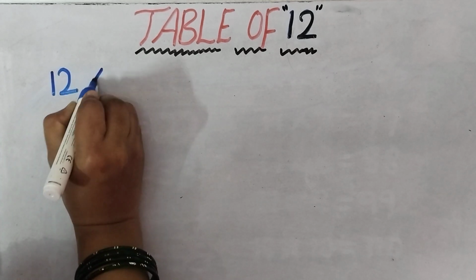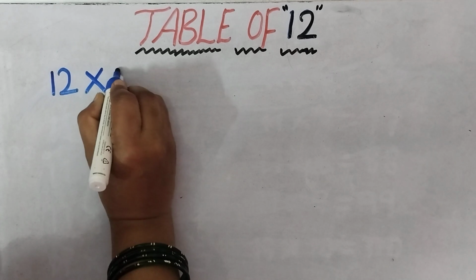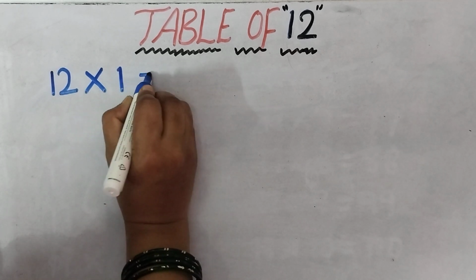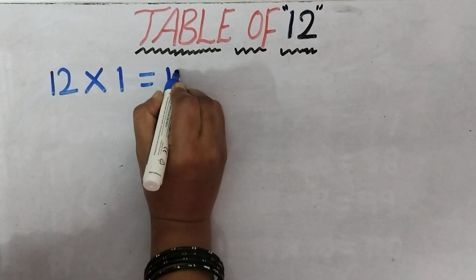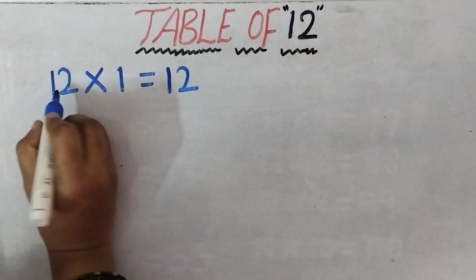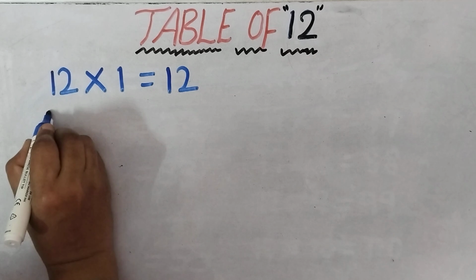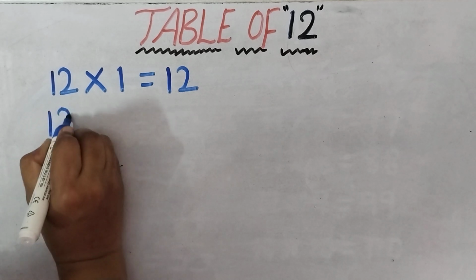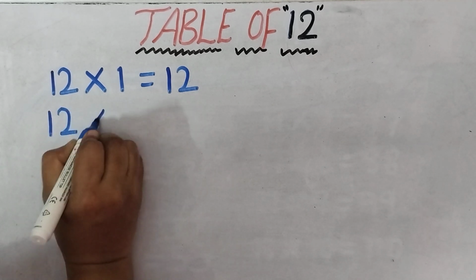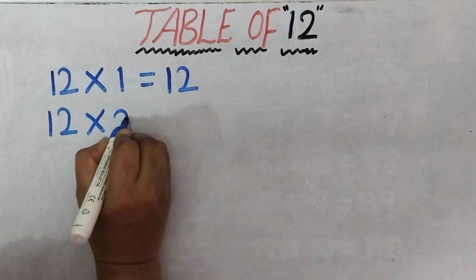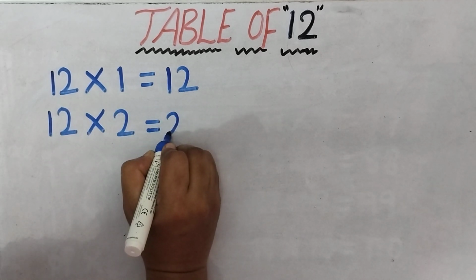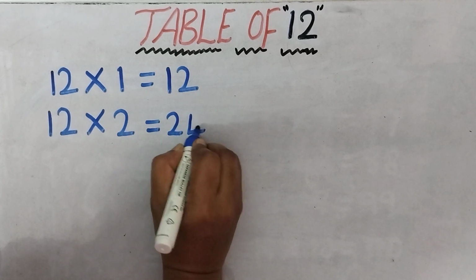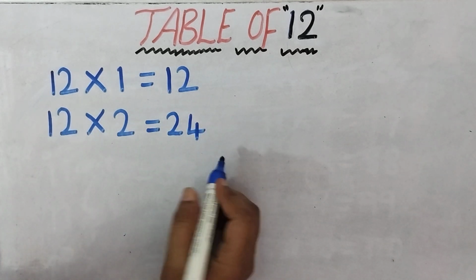12 into 1 is equal to 12. 12 ones are 12. 12 into 2 is equal to 24. 12 twos are 24.